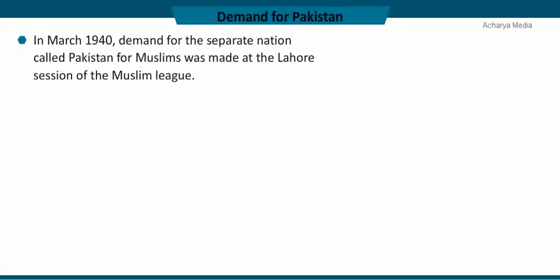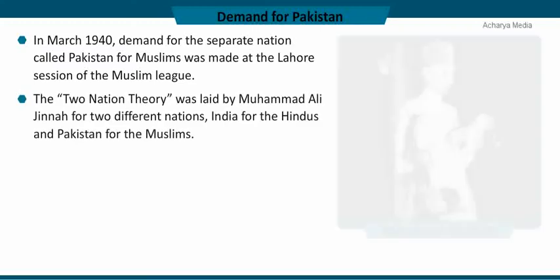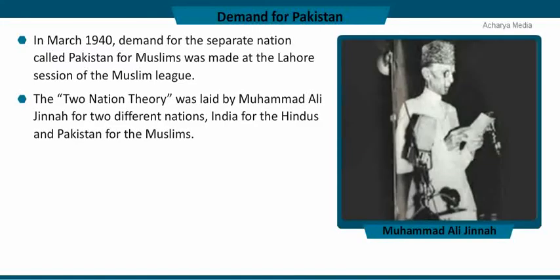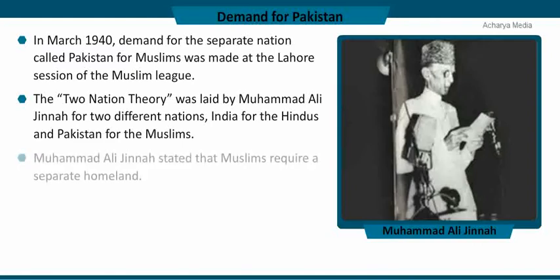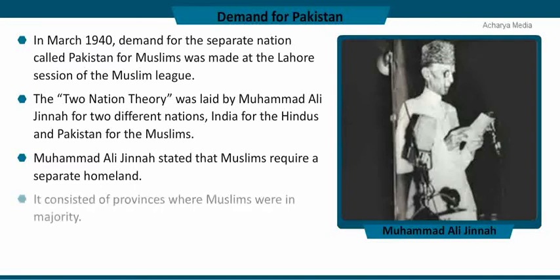Demand for Pakistan. In March 1940, demand for the separate nation called Pakistan for Muslims was made at the Lahore session of the Muslim League. The two-nation theory was laid by Muhammad Ali Jinnah for two different nations, India for the Hindus and Pakistan for the Muslims. Muhammad Ali Jinnah stated that Muslims require a separate homeland. It consisted of provinces where Muslims were in majority.